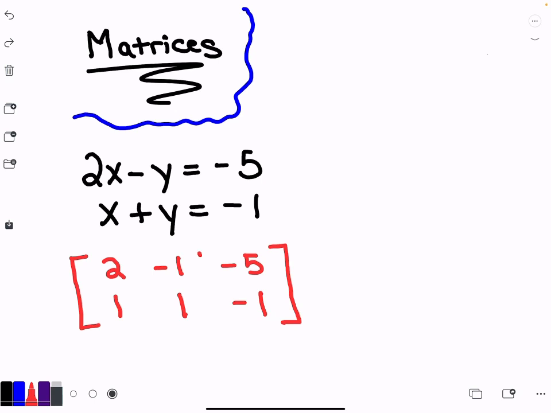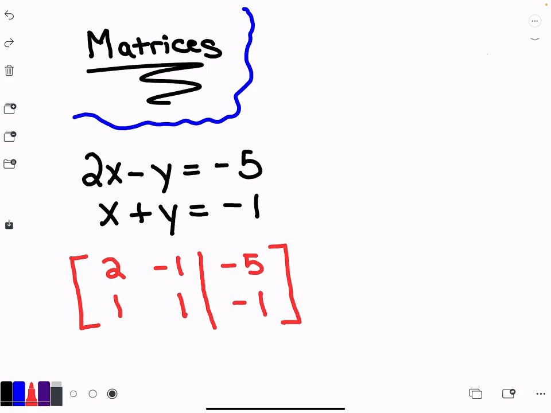Now, sometimes, especially when you look online, you may see a little bar that's inside the matrix. That's basically like your equal sign. So if I wanted to put this system of equations into a matrix, this is what it would look like.